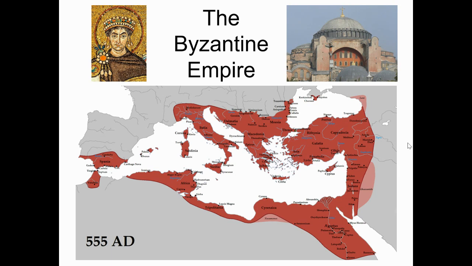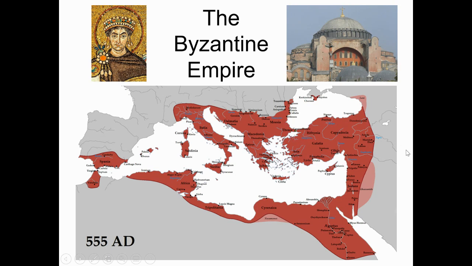We will talk about the Byzantine Empire. The Byzantine Empire is an empire that came along right after the Roman Empire, and they were very similar. In fact, they thought of themselves as Romans, although the Byzantine Empire was not headquartered in Rome. It was actually headquartered in a place called Constantinople, which on the map is right here.